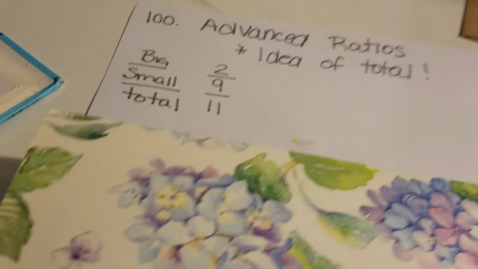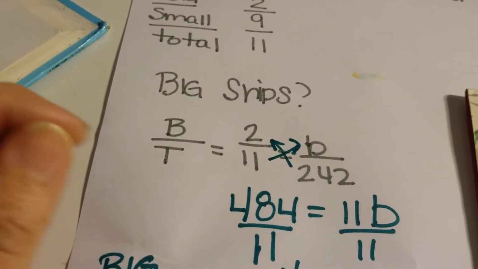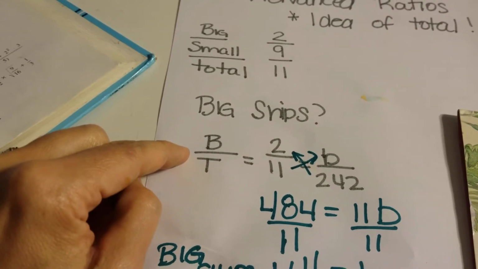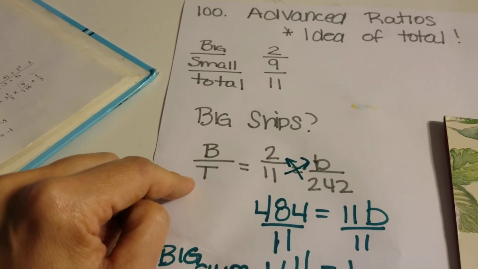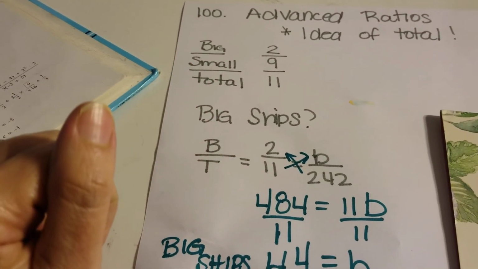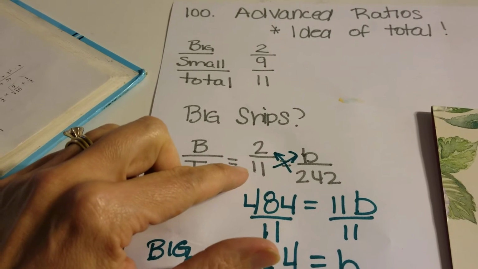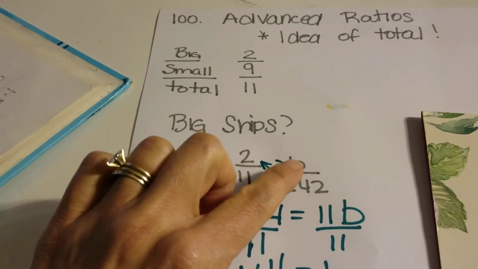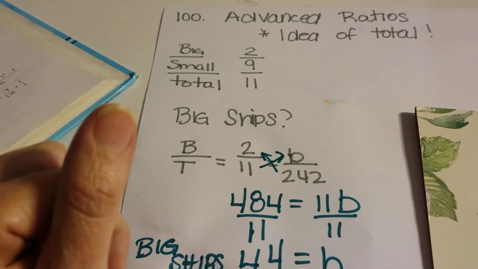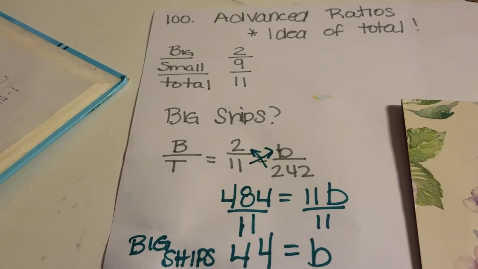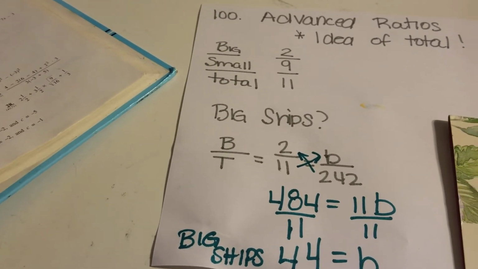So then it asks us, how do I find my big ships? Okay, so the big ships are going to be compared, the big ships to the total. We don't deal with the small ships at all in this problem. We just deal with the ratio big ships to total equals big ships B to the total, which is 242. And that's the total number of ships in the whole harbor.